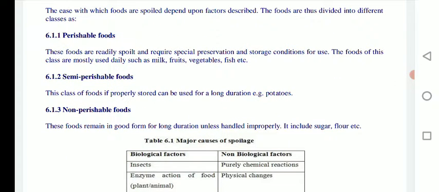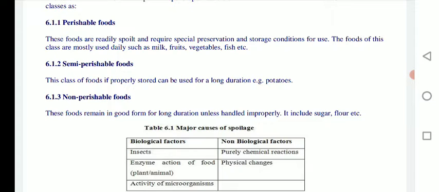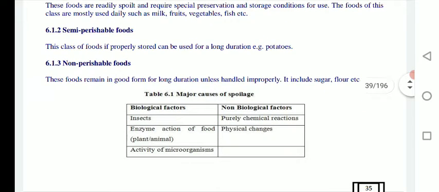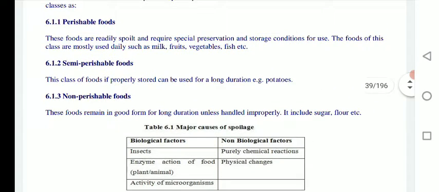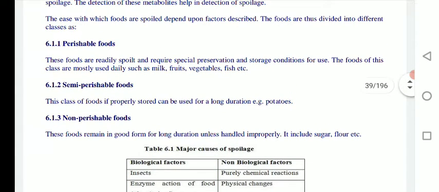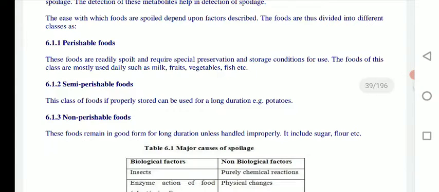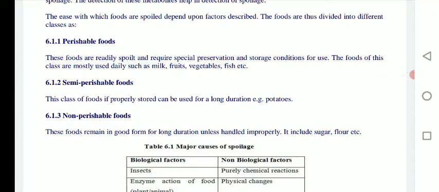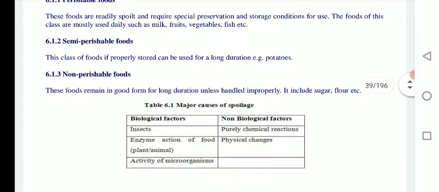The next category is semi-perishable food. This class of food, if properly stored, can be used for a long duration, for example potato and some other kinds of foods. The third category is non-perishable food. These foods remain in good form for a long duration unless handled improperly. It includes sugar, flour, and various kinds of pulses, beans, etc. So overall, these are three kinds of food categories based on spoilage properties: perishable, semi-perishable, and non-perishable foods.